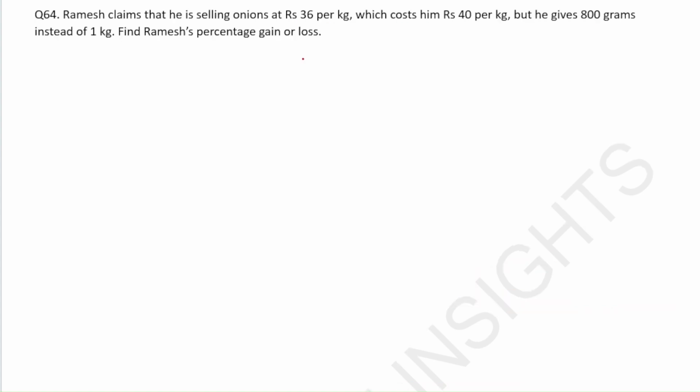So this is the last question, and this question was asked in SSC CGL pre 2023, okay? So read the question and try to do it by yourself first. So Ramesh claims that he is selling onions at rupees 36 per kg, which cost him rupees 40 per kg, but he gives 800 grams instead of 1 kg. Find the percentage gain or loss.